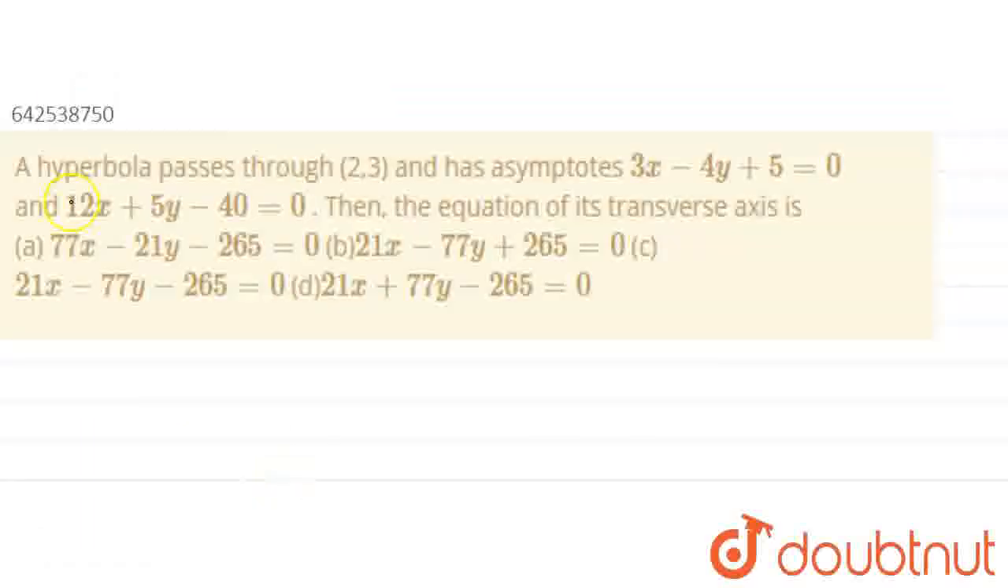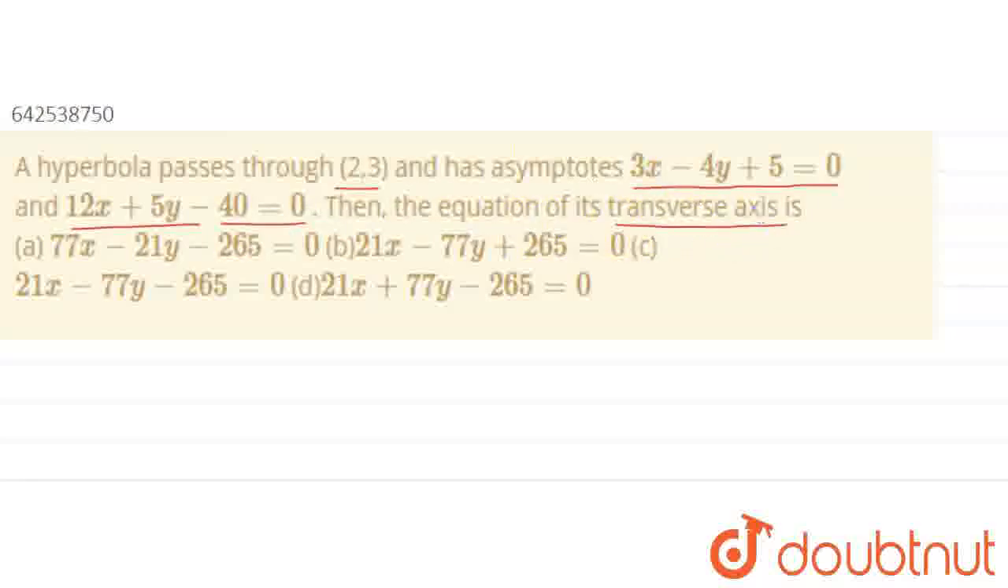Hello everyone, let us solve the question. A hyperbola passes through the point (2, 3) and has asymptotes 3x minus 4y plus 5 is equal to 0 and 12x plus 5y minus 40 is equal to 0. Then the equation of its transverse axis.